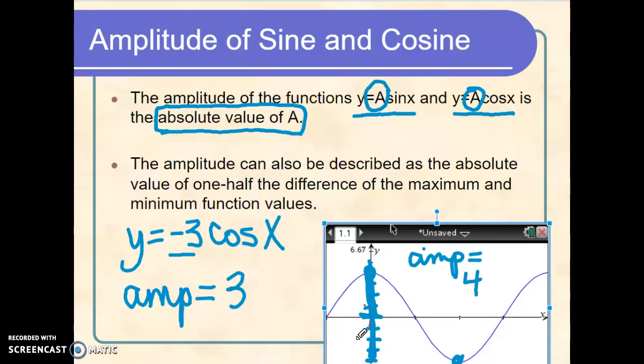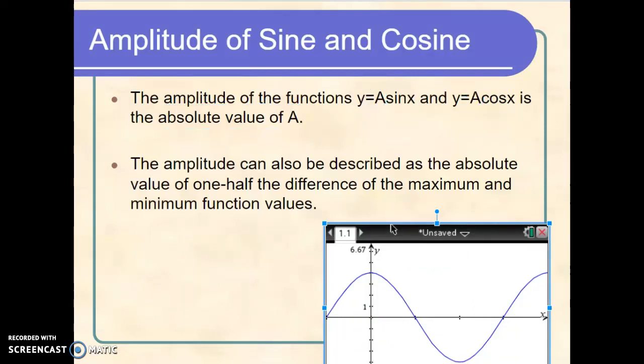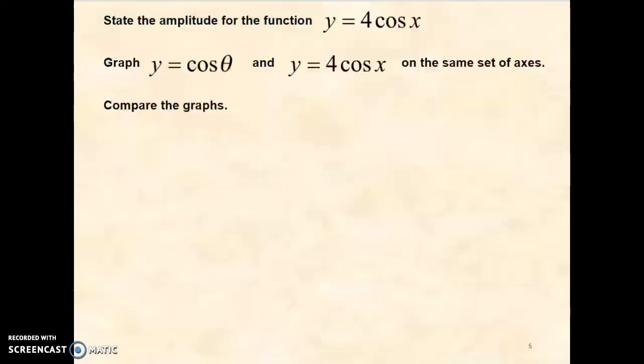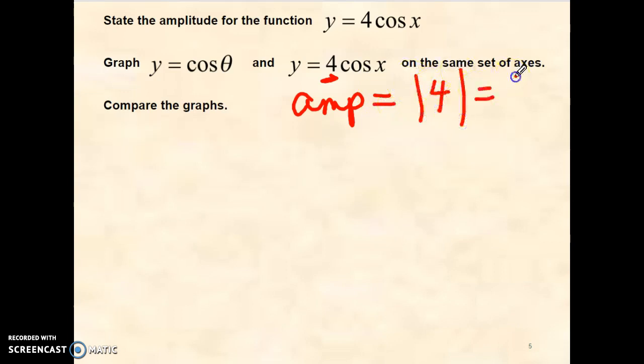All right, let's take a look at an example right quick. So let's say that you had these two functions. It says state the amplitude for the function y is equal to 4 cosine of x. So the first thing I'm going to identify is the fact that A in this case is 4. So since A is 4, that means my amplitude would be the absolute value of that number, which, ironically enough, the absolute value of positive 4 is still going to be 4. So that means it's got an amp of 4.